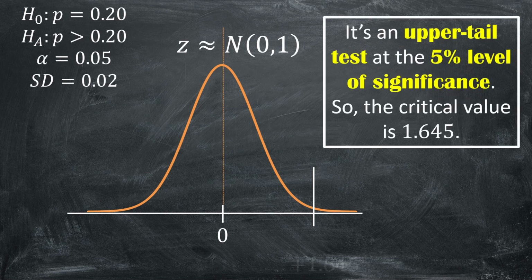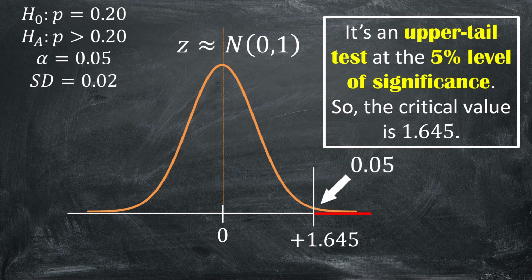And so that critical value is 1.645, as we know. That puts 5% in the upper tail. We now have our rejection region. If our test statistic, our z-score, falls in the red, then we will reject the null hypothesis. Now, this is all great. This is the way we would normally conduct a hypothesis test.